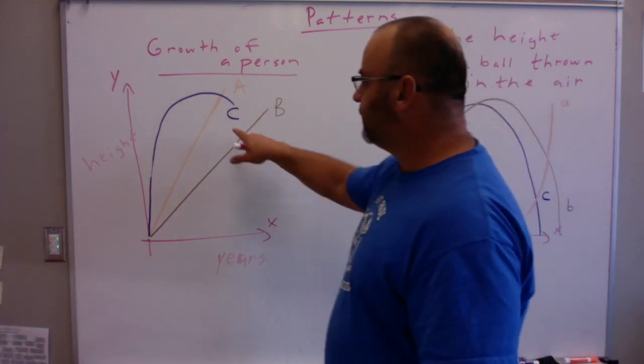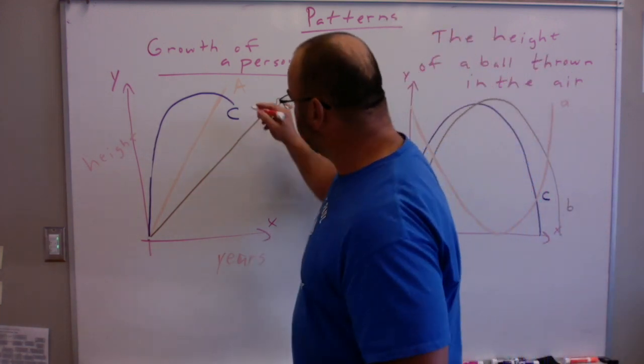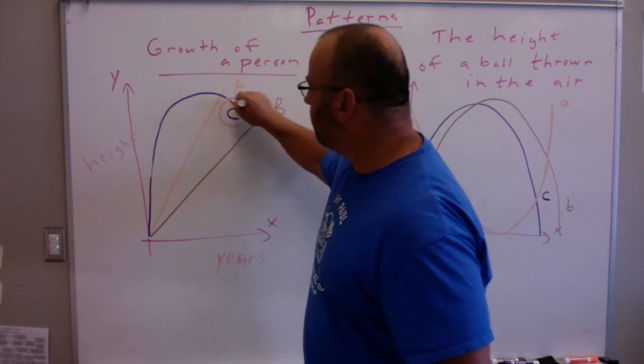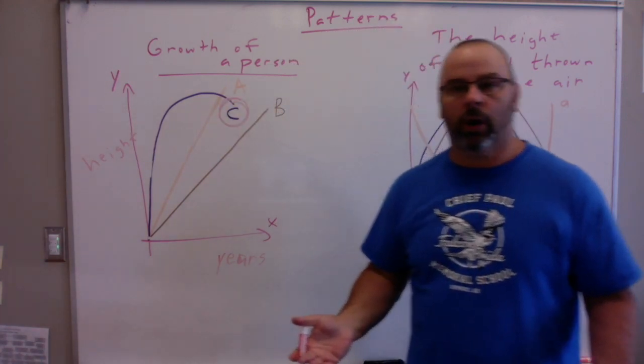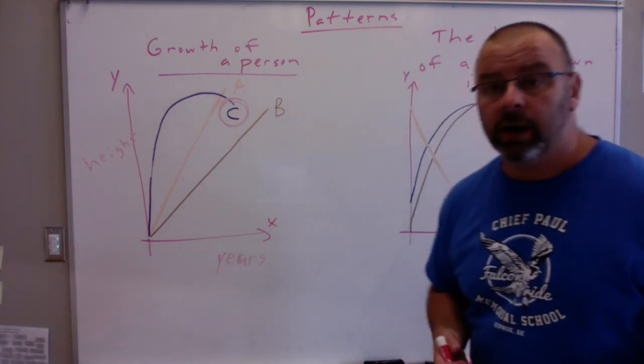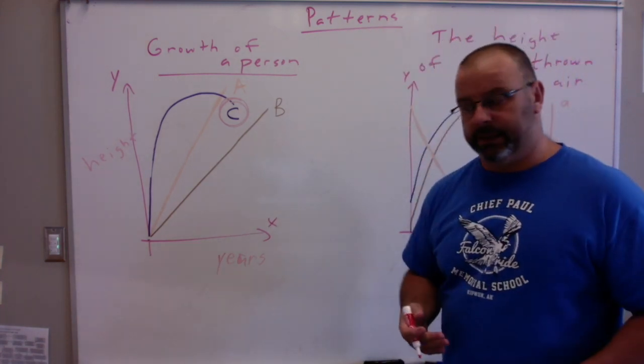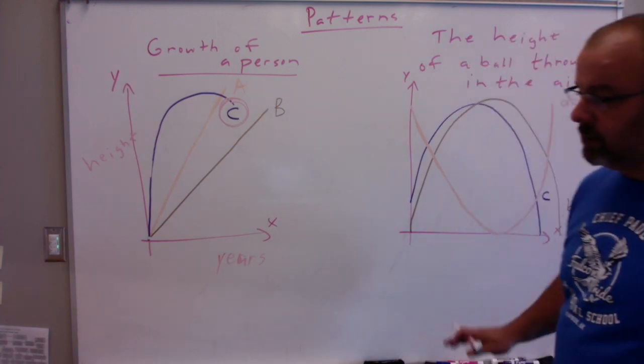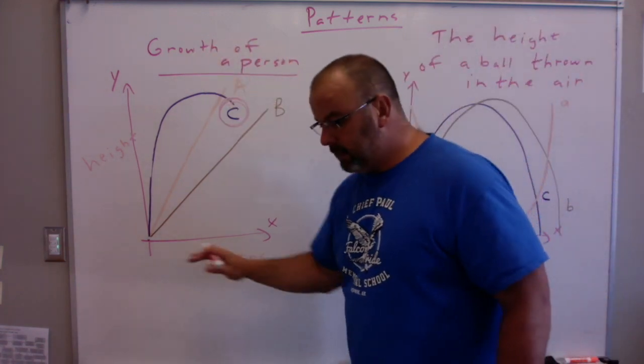The answer would be C, correct? Because C here, when you look at it, that makes sense. You only get so tall. Like, I'm only 5'11", but even as I get older, I might start to shrink a little bit, okay? So that's how we use a graph to look at that.